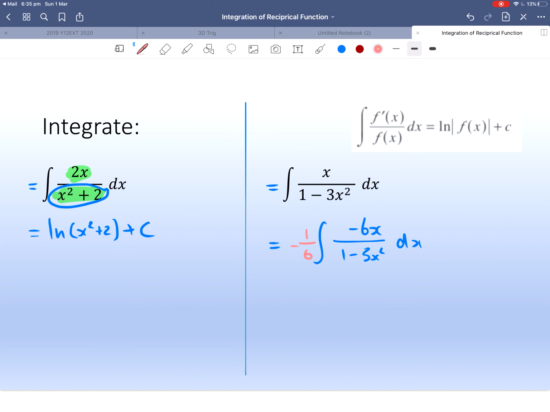Well, now I'm set. So let's do the answer. So it's going to be -1 over 6 log of our function in there, which is 1 minus 3x squared plus c, because it's an indefinite integral.